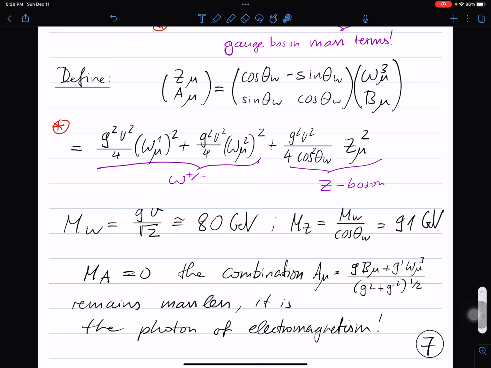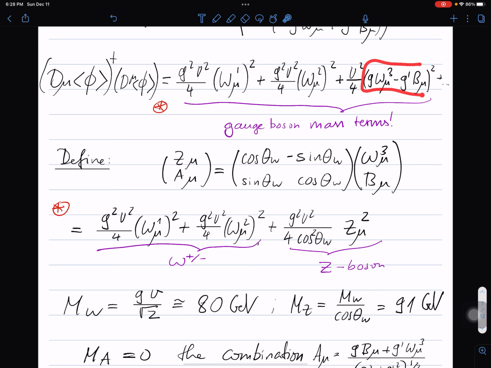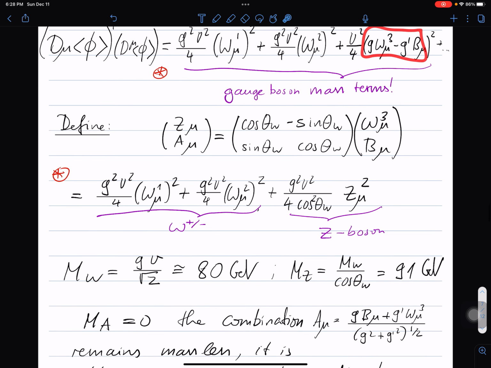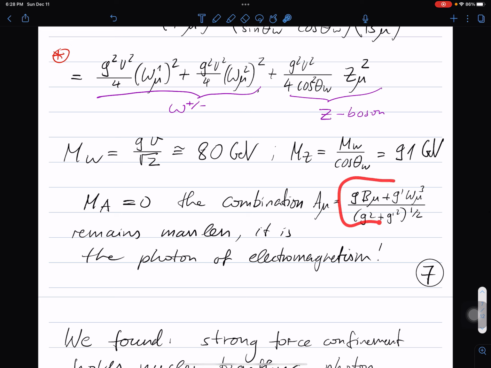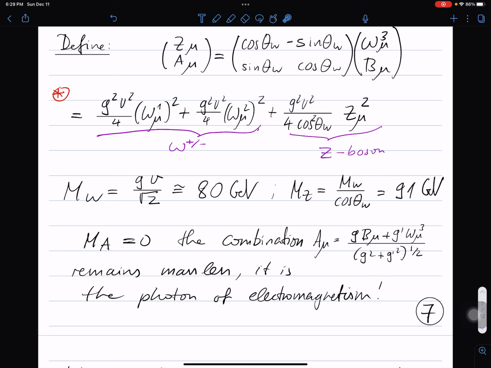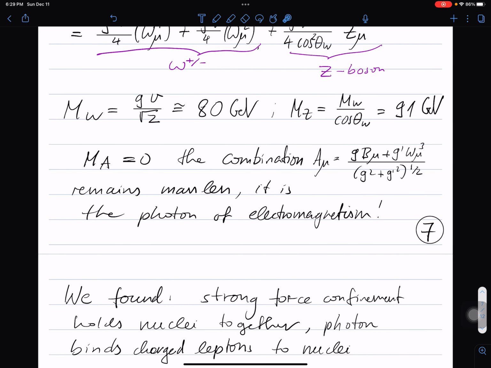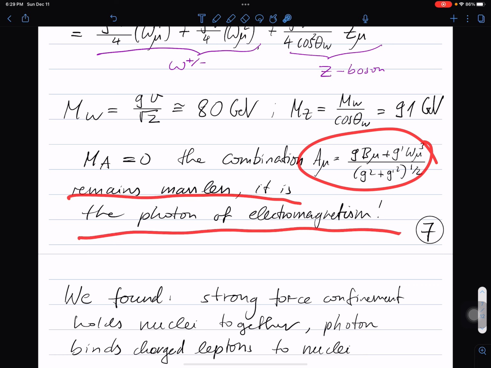However, there is also a combination for a field that is essentially g B mu plus g prime W3. You see, this is the orthogonal combination to the one that we call the Z field that gets a mass. This combination of the B hypercharge and the third component of the isospin we call A, and it remains massless. So there is no mass term in this kinetic term that appears from it.